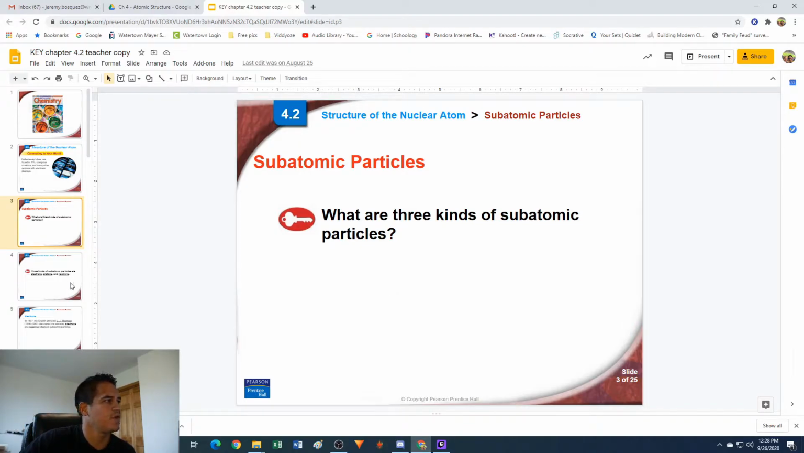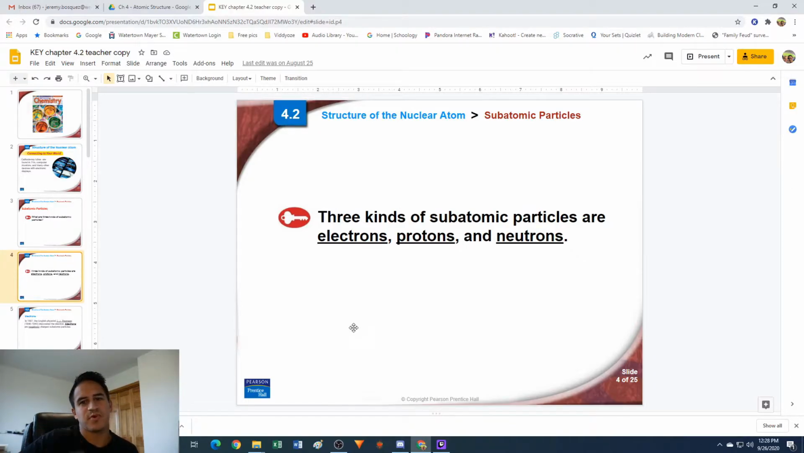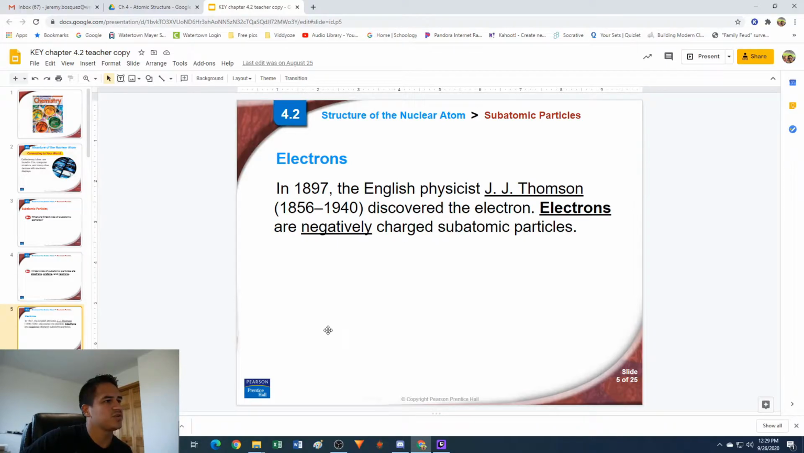Right? So, there are three types of particles within an atom, and this probably is not new information to you. However, if it is, you can learn some stuff. So, there's three types of particles inside of an atom. We have electrons, protons, and neutrons. Now, each one of these particles, of course, was discovered by a different scientist, and each one has different properties. So we're going to get into each one.